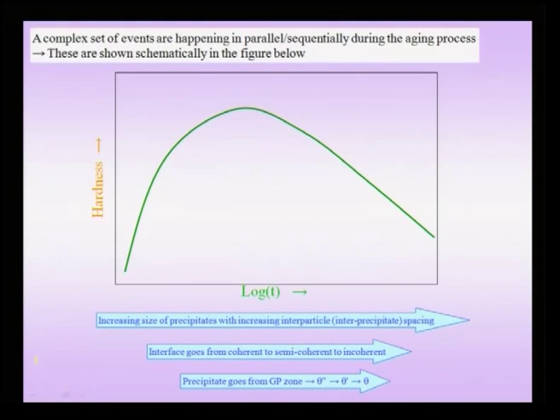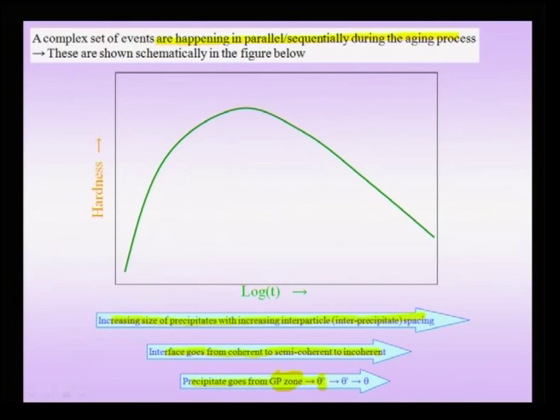To once again summarize, the complex set of events happening parallelly or sequentially during the aging process are the increasing size of precipitates with increasing interprecipitate spacing. That means when I am aging the material, the size of the precipitates is increasing, and this also implies that the interprecipitate spacing is increasing. The interface progressively goes from coherent to semi-coherent to incoherent, and of course I am speaking of a single kind of precipitate, while the kind of precipitate also changes with increasing time. Initially we get the GP zone, which is like a segregation of copper atoms on the one-one-one planes of aluminum.